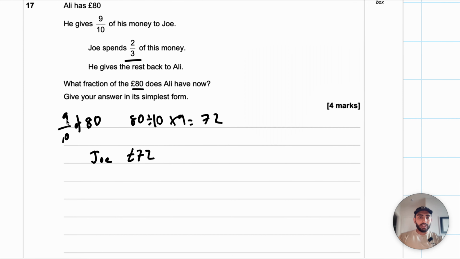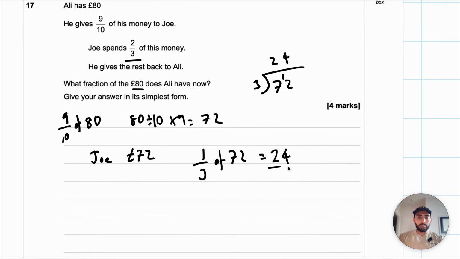So I know I did 9/10 in the first part, but this time instead of finding 2/3, because I care about the amount that he's giving back to Ali, I'm just going to find what 1/3 is just to speed up the process. So 1/3 of 72, 72 divided by 3. 3's into 7 is 2, carry 1 over, 3's into 12 is 4. So 1/3 of 72 is 24. This is the amount that Joe is giving back to Ali. So Ali is receiving £24 back and he has £8 remaining because he only gave £72 away.